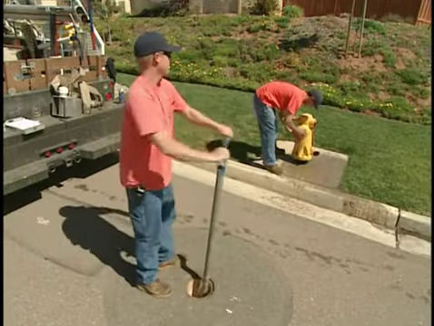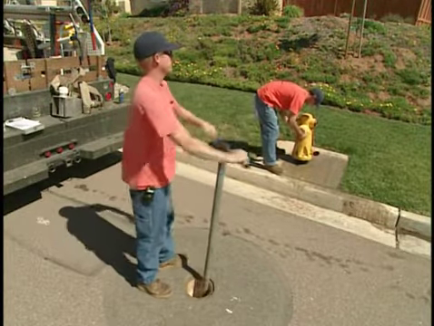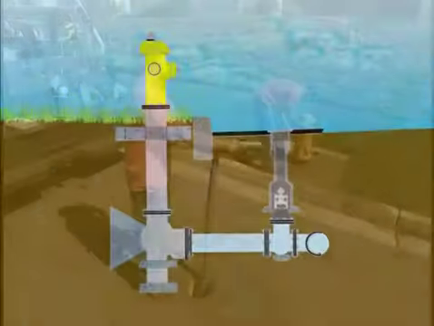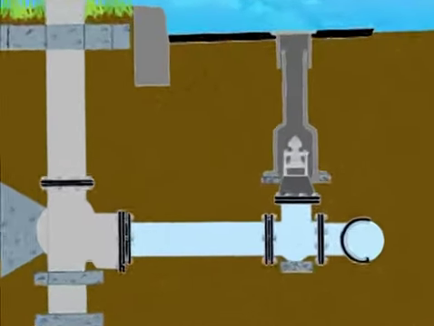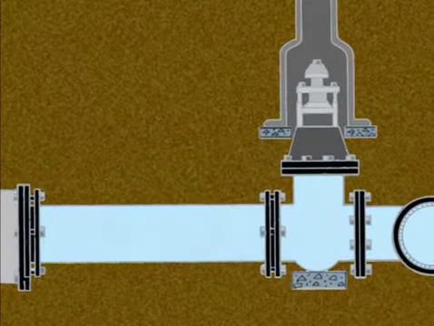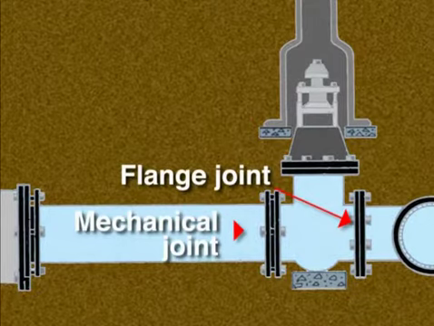Most of the gate valves used in a distribution system are designed to isolate sections of the system. For example, a hydrant auxiliary valve is similar to other gate valves but has a special flange connection on one side to connect to a fire hydrant.